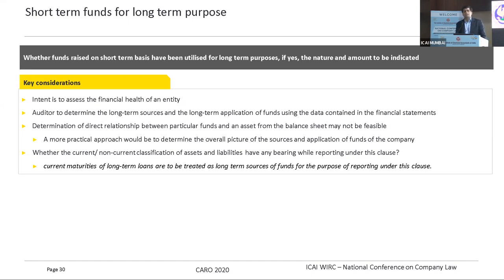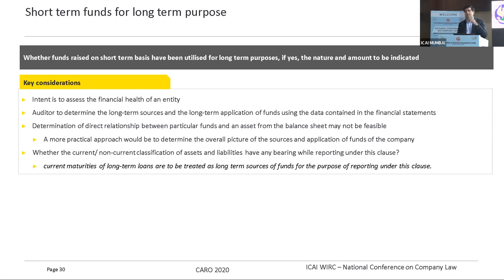One thing which is critical is current maturity of long-term borrowing. Though it is disclosed as current liability, it is not a current liability, right? For example, suppose you have borrowed a five-year loan, say in 2019, and in 2024 it's becoming due. Whether it is a current liability, even though it will be disclosed as part of current liability because it's a current maturity, still it is not a current liability.